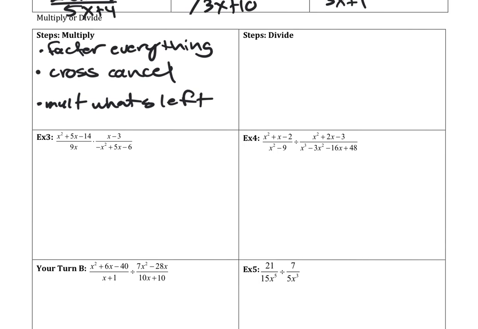When we are dividing, it's very much the same thing except we have one additional first step. That first step is going to be to flip, or find the reciprocal of, your second term.